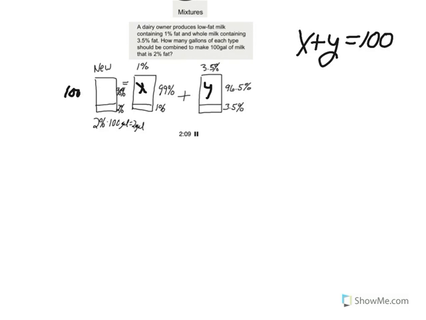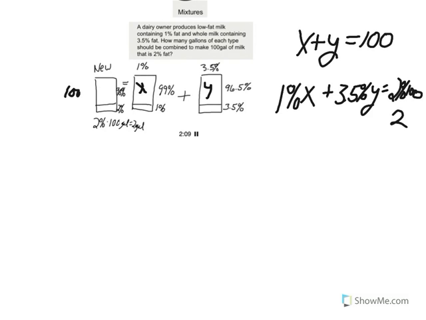Now, we also know that 1% of that x is fat, and we know 3.5% of that y is fat. And we want to make sure that gives us 2% of 100 gallons, or 2 gallons. When we convert the percentages to decimals, we have our second equation: 0.01x plus 0.035y equals 2.